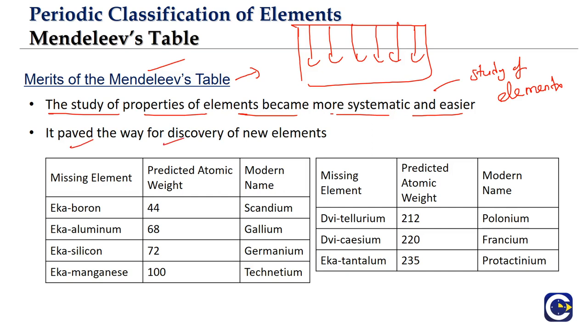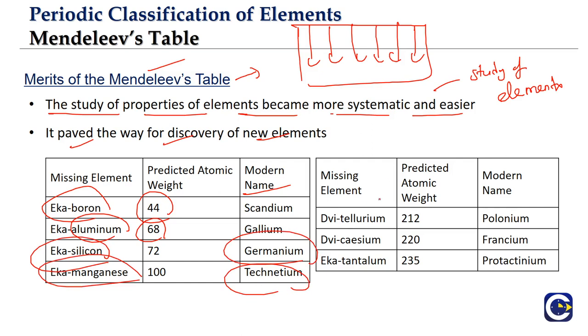And the other one that we already talked about is that it paved the way for the discovery of new elements. He was able to identify the missing elements, predict their approximate atomic weights, and he even gave them names. For example, the element that will come after boron, he named Eka boron. The prefix comes from Sanskrit. Eka aluminum, the one that will come after aluminum. Eka boron is later discovered to be scandium. Eka aluminum is later discovered to be gallium. Eka silicon is later discovered to be germanium. Eka manganese is later discovered to be technetium.